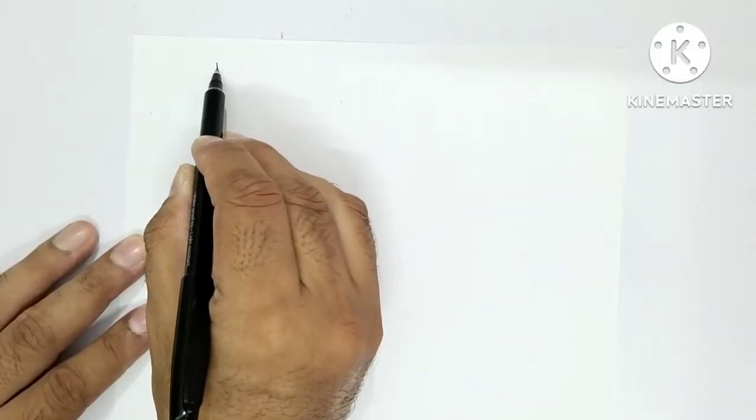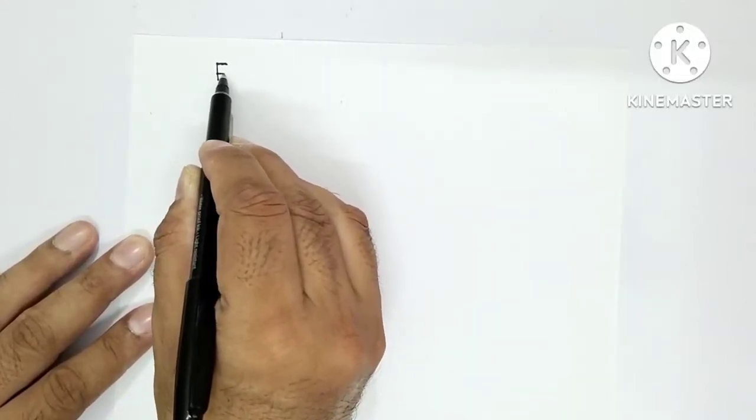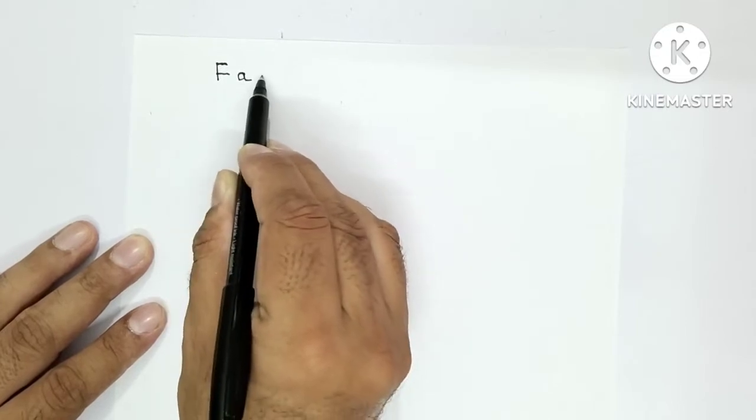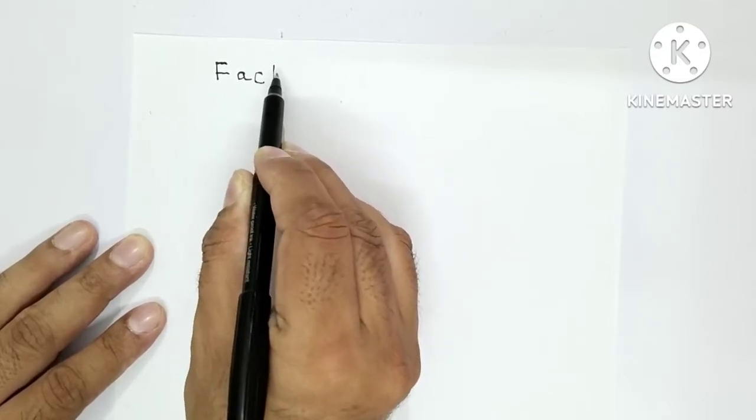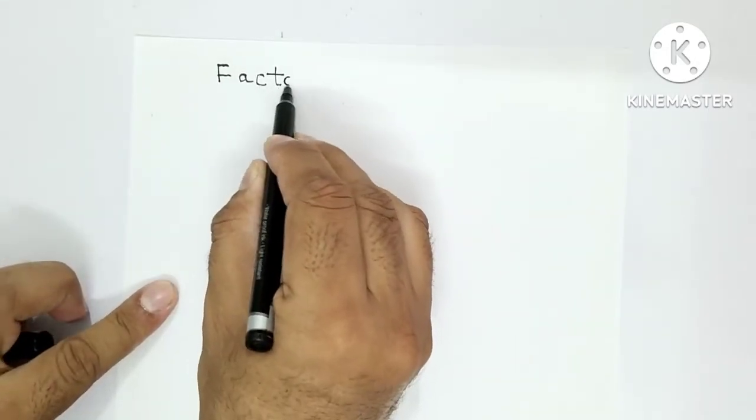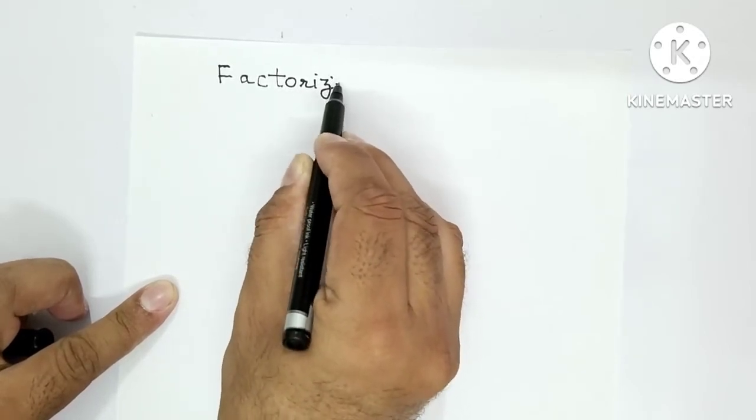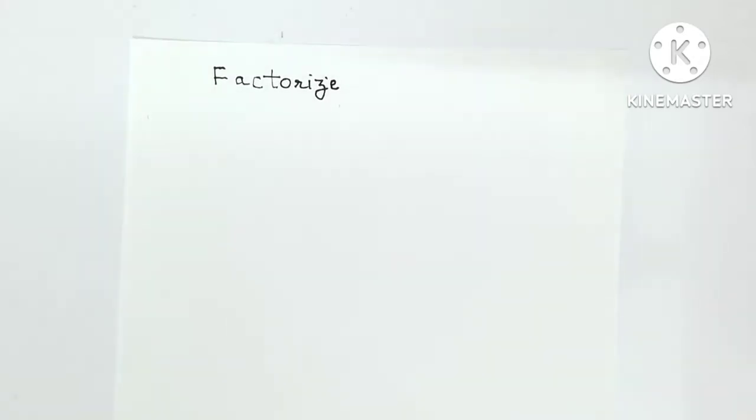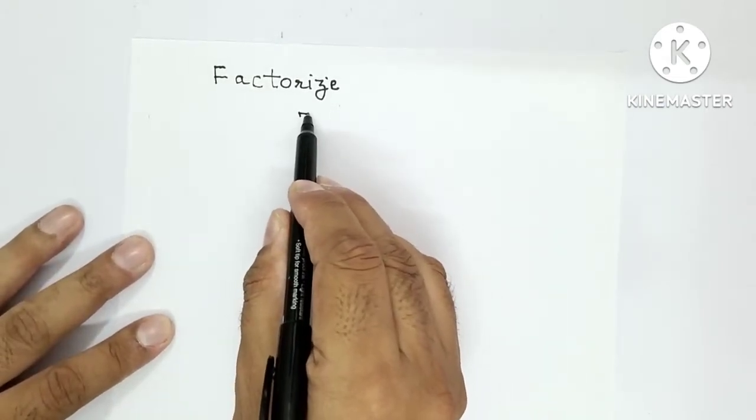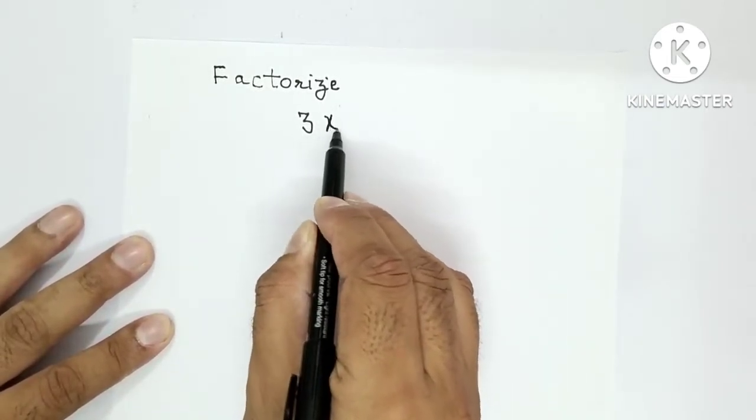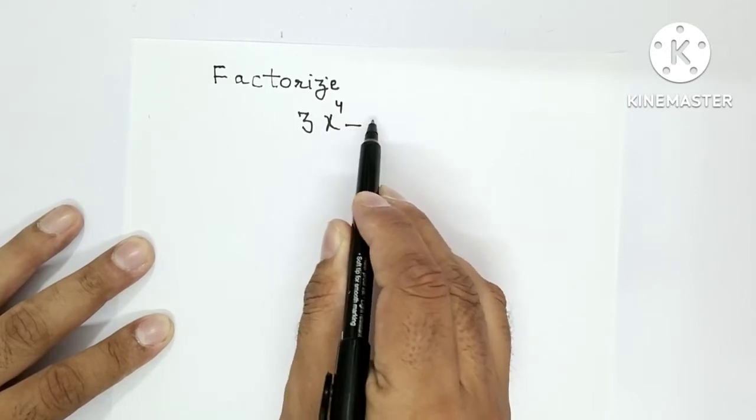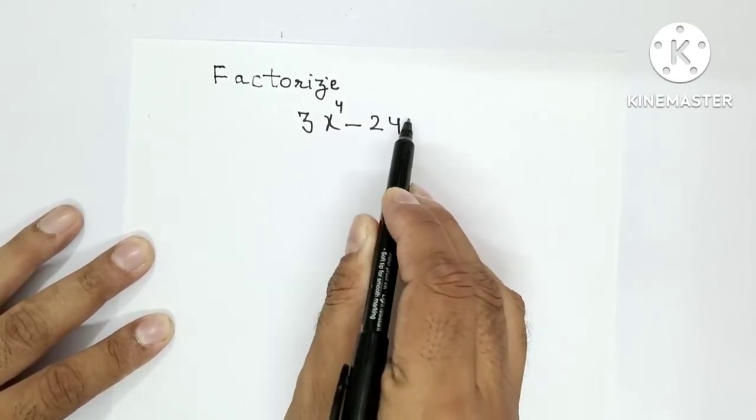Hello everyone. Here in this video I am doing an extra question of algebraic identities. The question is: factorize 3x power 4 minus 243.